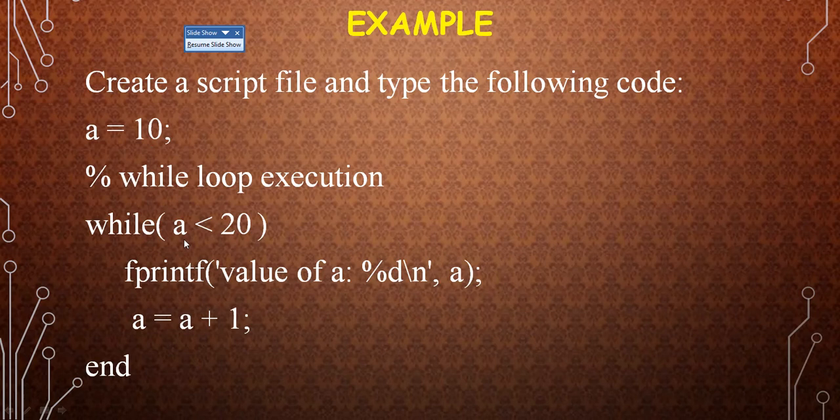Initially a equals 10, it prints the a value 10, then a equals a plus 1, 10 plus 1 is 11, again it is less than 20. Now, again it prints the a value, then a equals 12, 13, 14, 15, up to 19 it prints, then a equals 20, then it simply exits from this while loop. So, this is very simple, generating the numbers from 10 to 19 only.